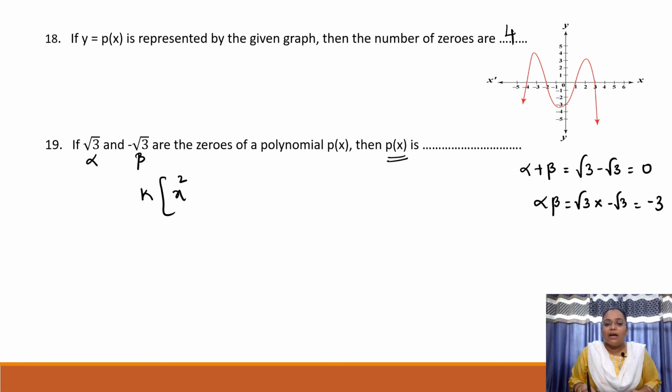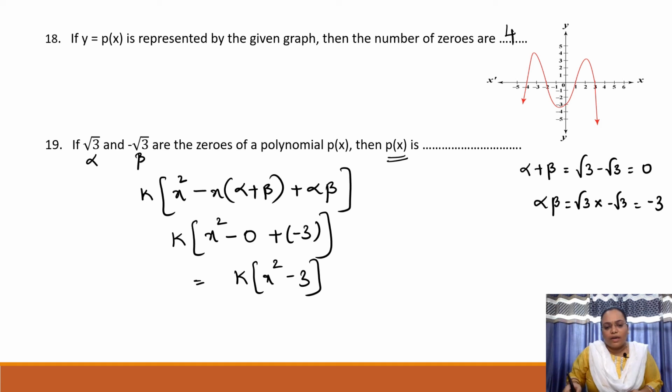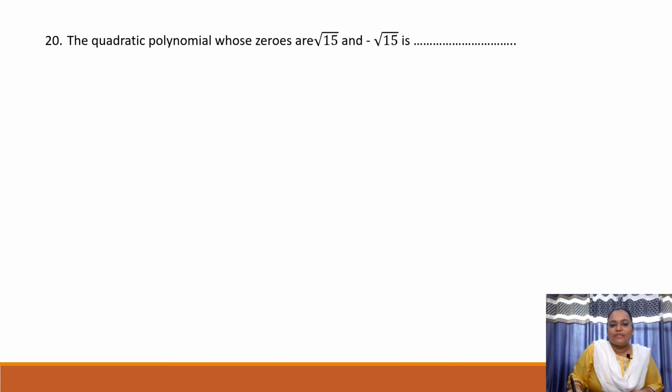Now let us put in this quadratic formula, that is x square minus x of alpha plus beta plus alpha beta. That is x square minus, alpha plus beta is 0, so 0, plus alpha beta which is minus 3. So this will be x square minus 3. Okay. So the quadratic polynomial is x square minus 3. Clear?